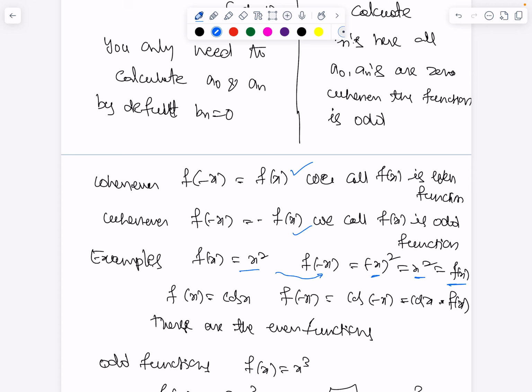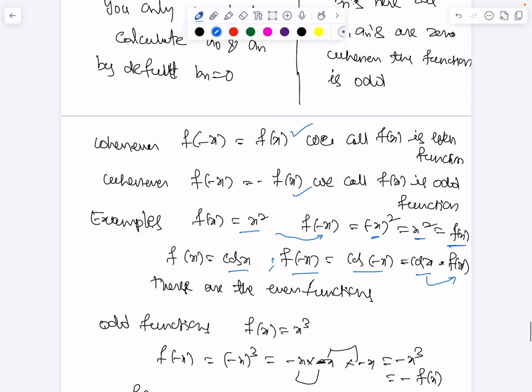And f of x equal to cos x also: you replace x by minus x, and the output is cos x. Cos of minus x is cos x. Therefore you get exactly f of x. These are examples of even functions, and you can generate many more. Let's say x power 4, x square plus x power 4, and x square into cos x, etc. You can define many more.